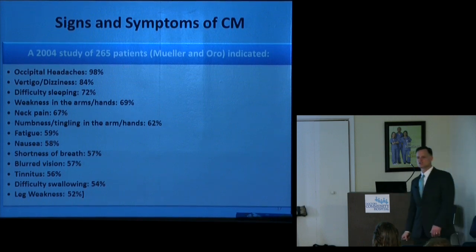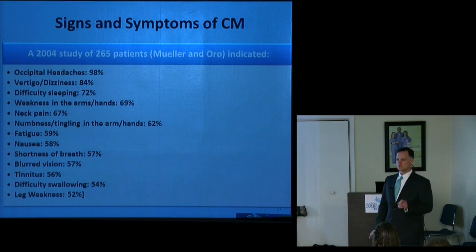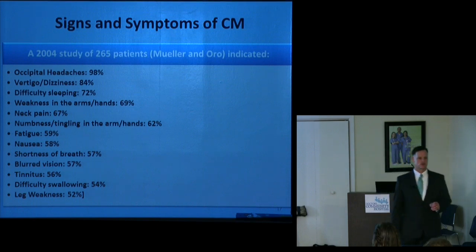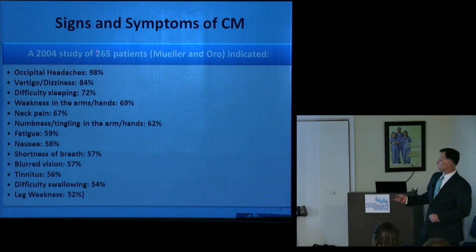When you're looking at a study, you want to make sure that the population number is 30 or more. That gives it a stronger statistical significance. 265, that's pretty strong significance statistically.